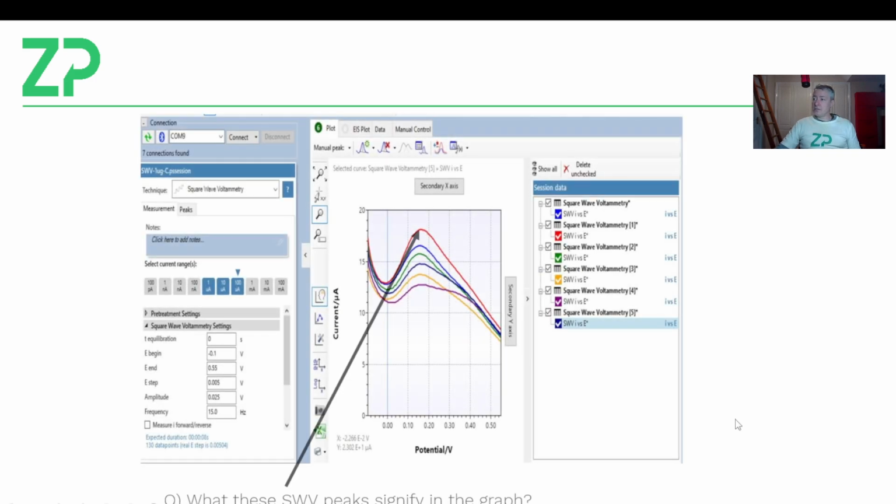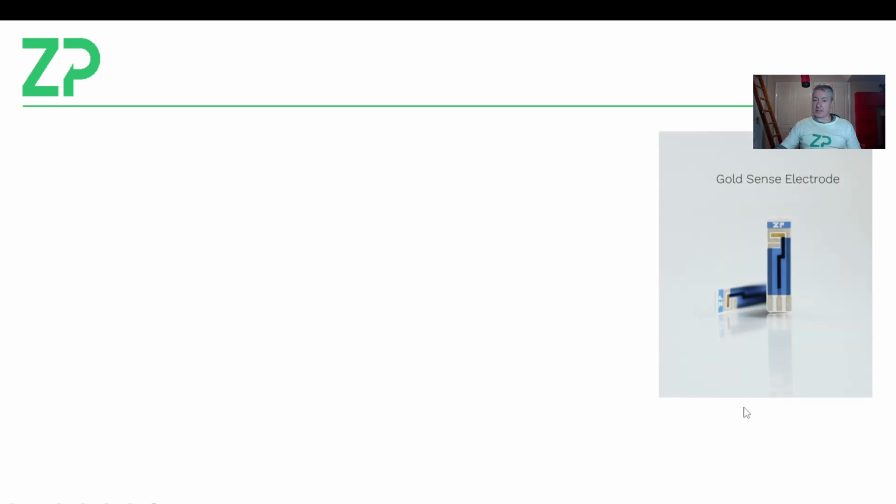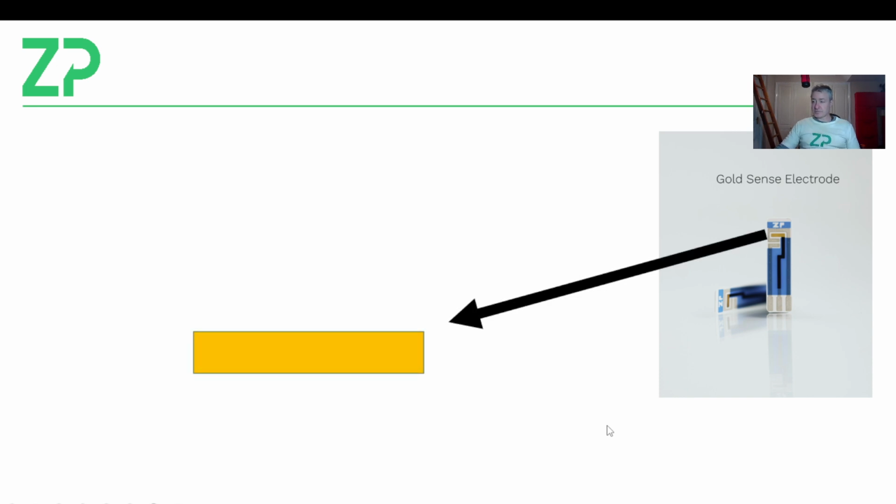Now they do ask what these square wave peaks signify in the graph. Well, to really answer that question, people would have to tell me what the biochemistry was, but I've taken a guess at it because it looks a little familiar to me. I think they're probably on a gold electrode. They are not on a ZP gold electrode, so don't think that the reproducibility is coming from us. Pretty sure they're not on a ZP gold electrode.